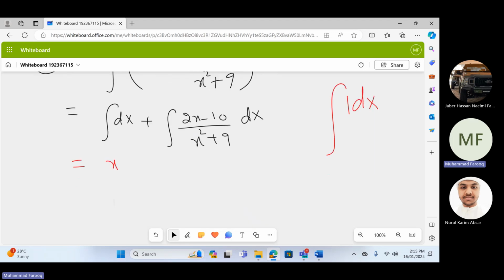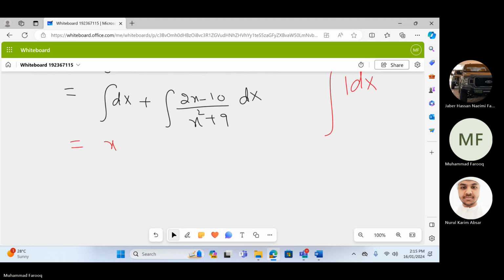2x over x. Again, what is the derivative of down? 2x. What is up? 2x minus 10. Not matching. What do you do, please? We will split.